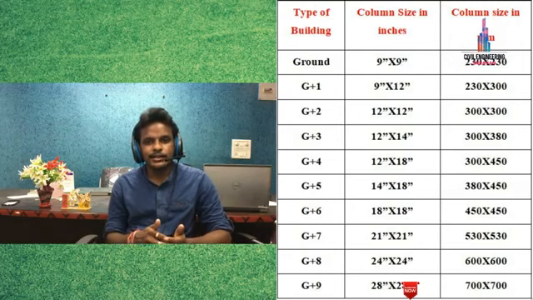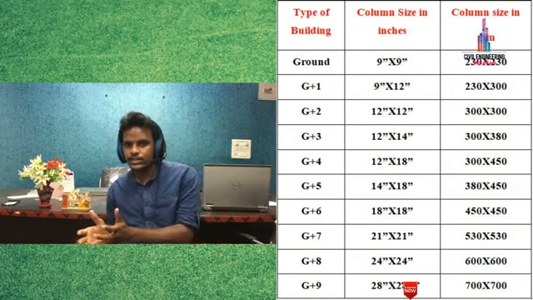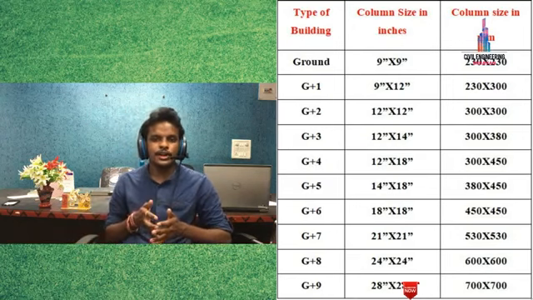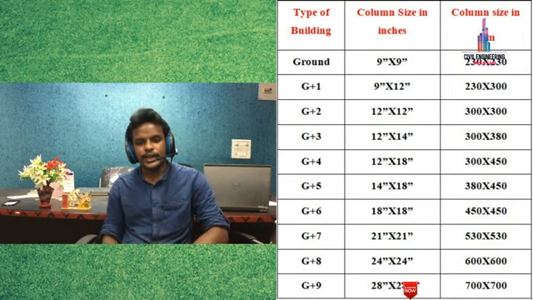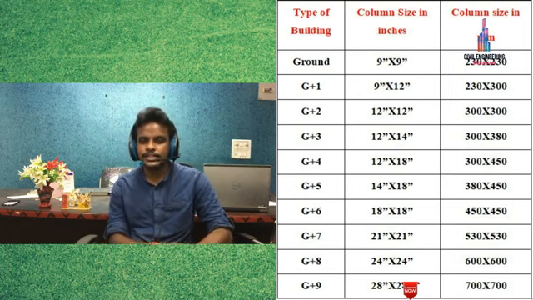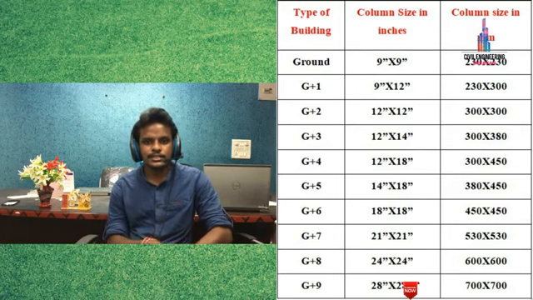Next one is G plus 7 building. So this is my 8th one. If you construct any building related to G plus 7, we need to take the minimum column size of 21 inches cross 21 inches, which is approximately equal to 530 mm cross 530 mm for the respective column size for G plus 7 building.